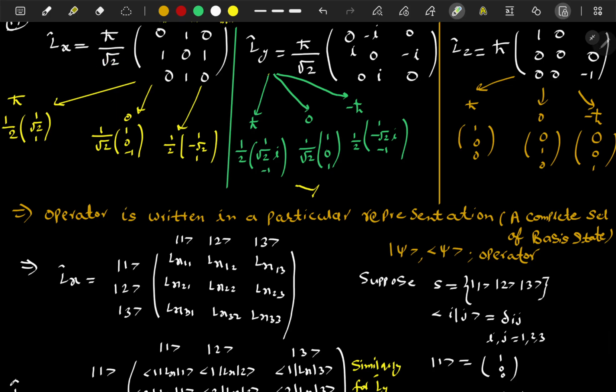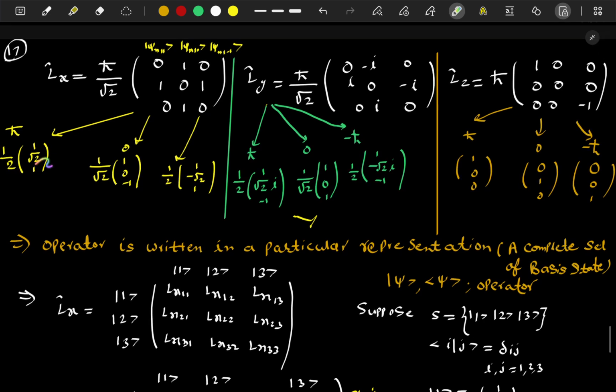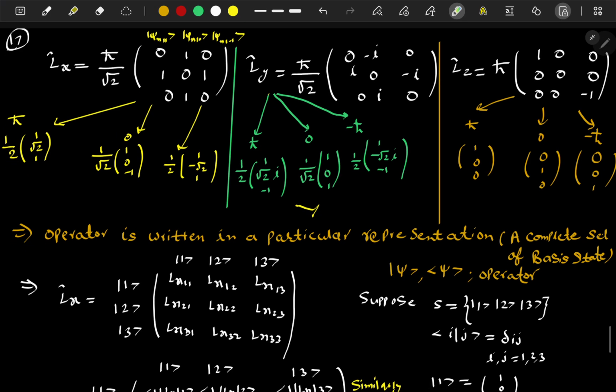Now we have to calculate the eigenvectors for this. Eigenvalues are h cross, 0, and minus h cross. Eigenvalues are very easy, but you have to calculate the eigenstates. So the eigenstate for h cross will be 1 by 2, 1 upon root 2, 1; 1 upon root 2, 1, 0, minus 1; 1 upon 2, 1, minus root 2, 1. Try to remember this also, because in the exam you may not be able to calculate it. So you know the process, but you have to remember this also.